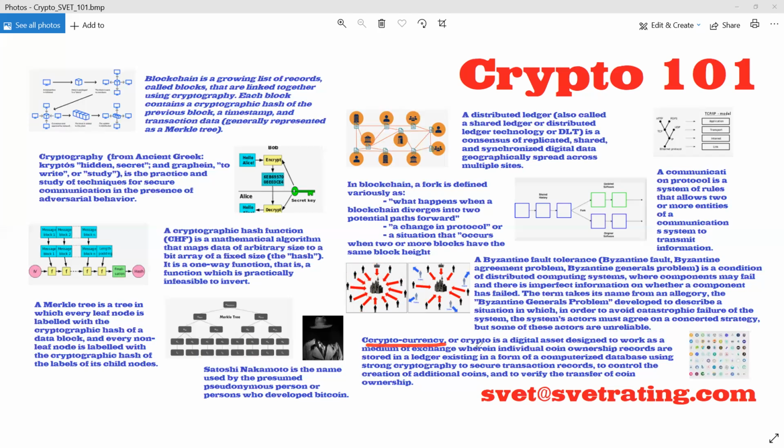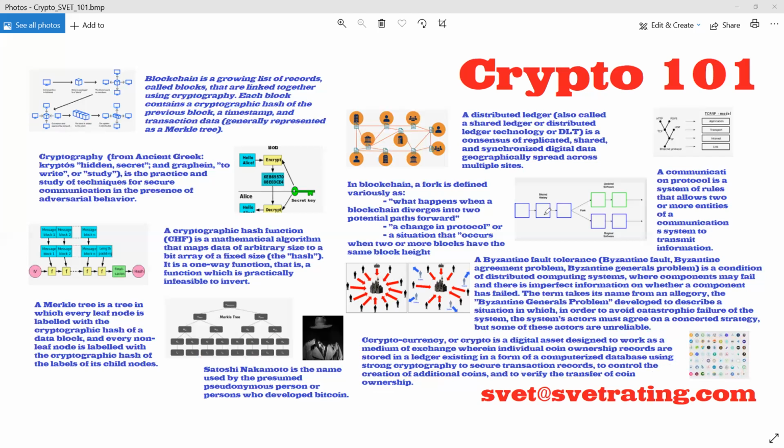Cryptocurrency, or crypto, is a digital asset designed to work as a medium of exchange wherein individual coin ownership records are stored in a ledger existing in the form of a computerized database using strong cryptography to secure transaction records, to control the creation of additional coins, and to verify the transfer of coin ownership. And there are already hundreds of thousands of these cryptocurrencies, although tradable probably less than 10,000.